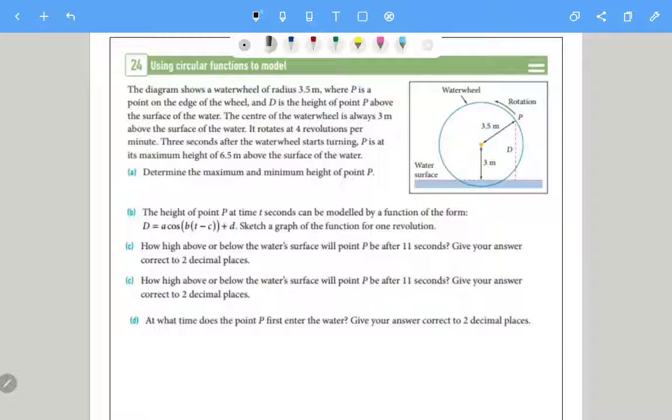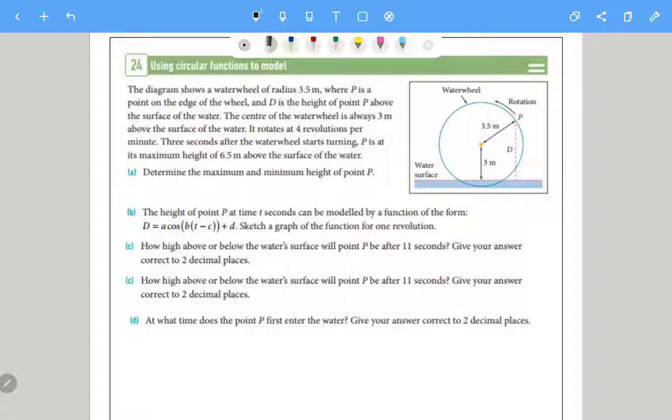So the diagram shows a water wheel of radius 3.5 meters, where P is a point on the edge of the wheel, and D is the height of point P above the surface of the water. The center of the water wheel is always 3 meters above the surface of the water. It rotates 4 revolutions per minute. 3 seconds after the water wheel starts turning, P is at its maximum height, 6.5 meters above the surface of the water. Determine the maximum and minimum height of point P.